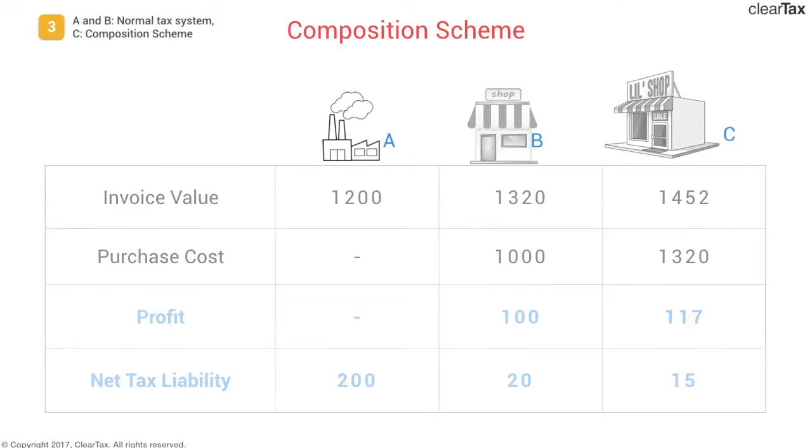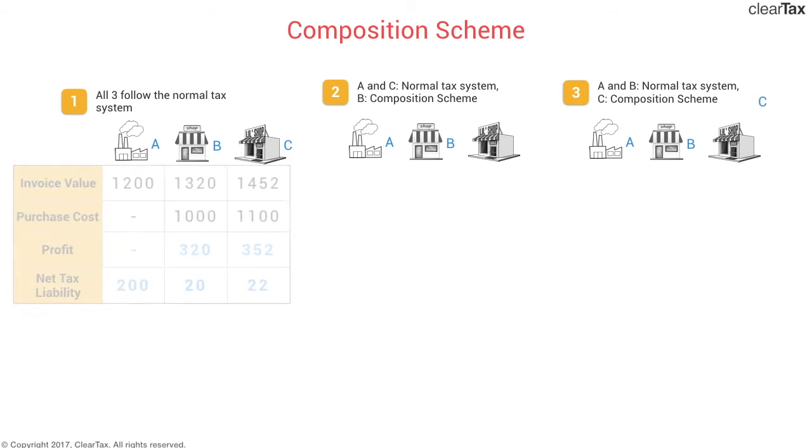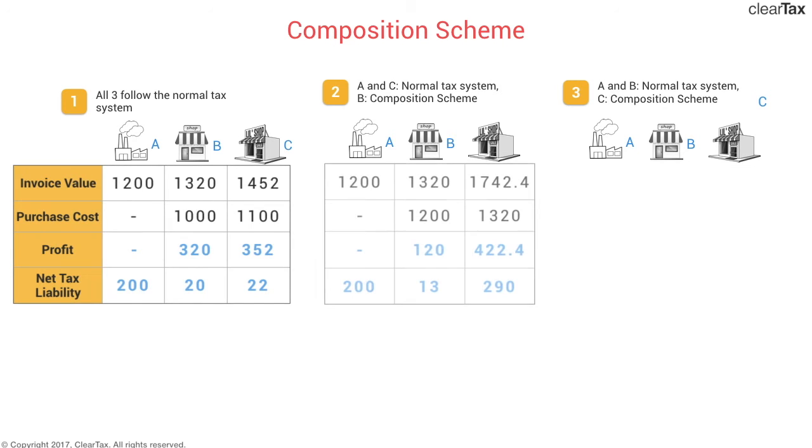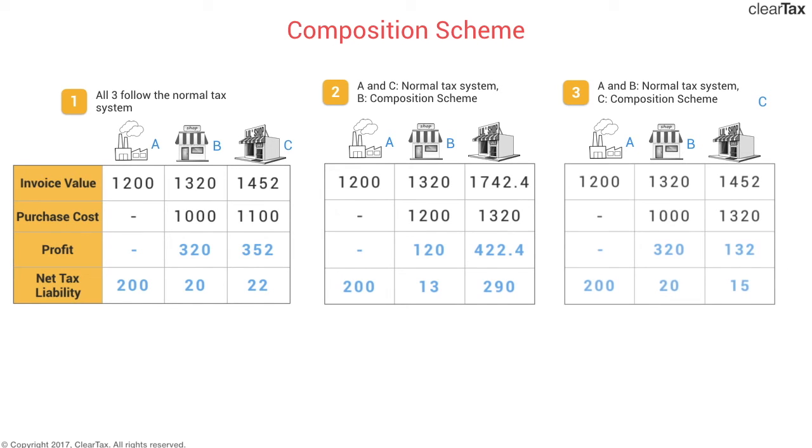So let's put together all the three scenarios. We have invoice value, purchase cost, profit, and net tax liability. The total tax that the government would get from the first scenario, where all three dealers have opted for the normal scheme, is 242: 200 plus 20 plus 22.